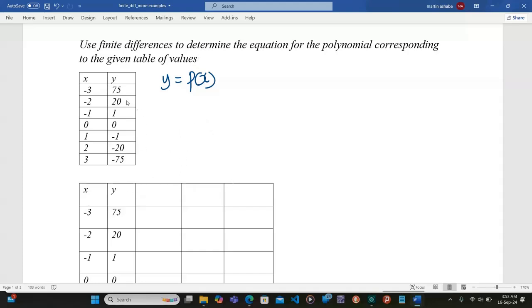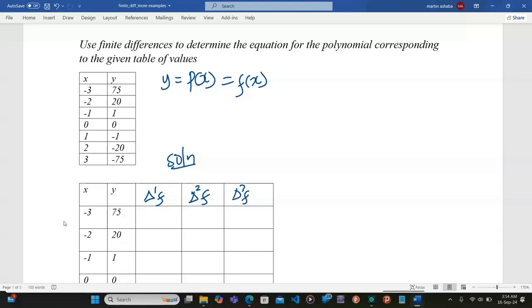So now we are given this table of values, and we shall redraw our table and put in our differences. So we have the first difference, the second difference, the third difference. If we say the polynomial of x is the same as the function of x, then we are taking the first difference of f of x, the second difference of f of x, the third difference of f of x.